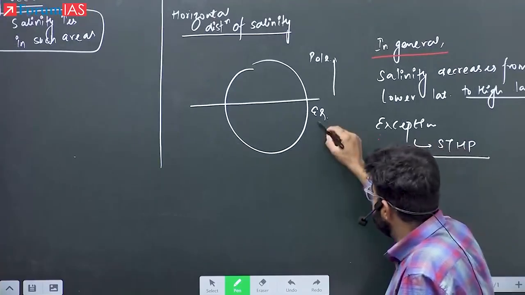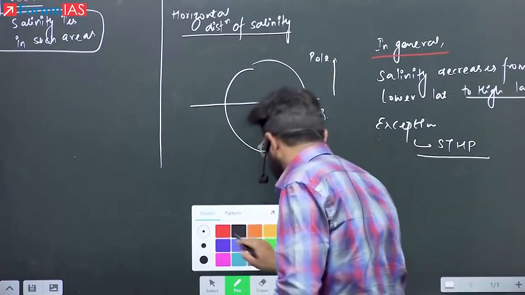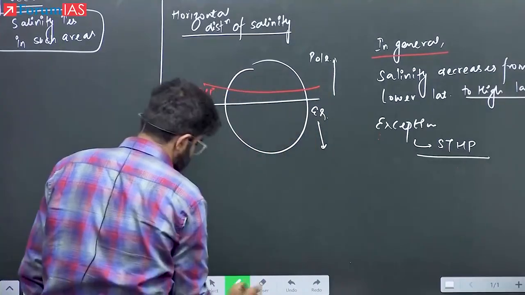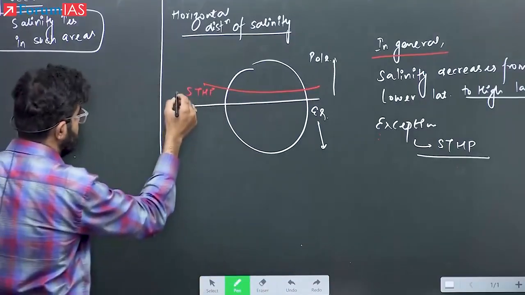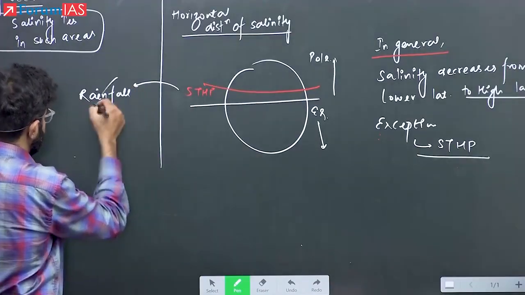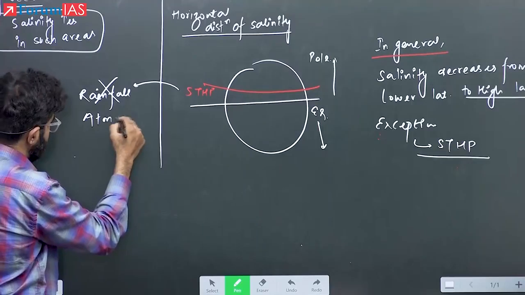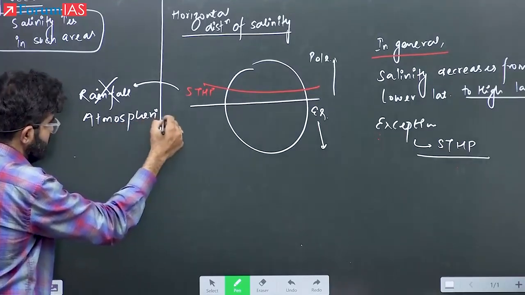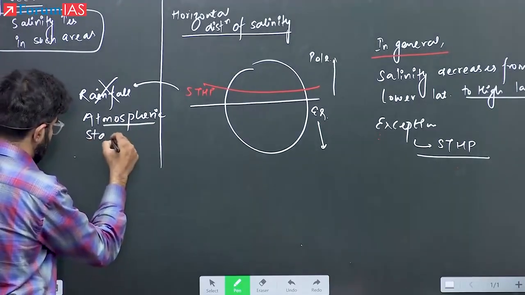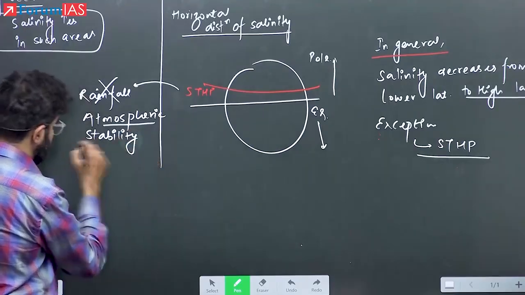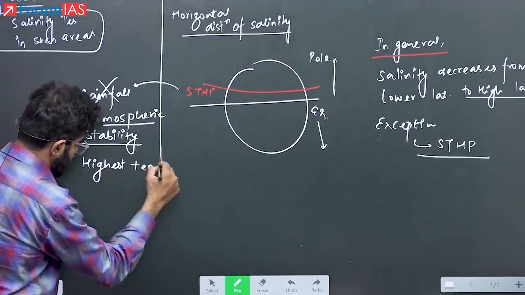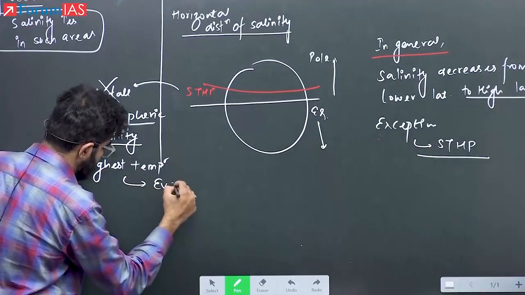Now in the equatorial region, I'm mentioning here, let's say this is the STHP. Why will the STHP have the maximum salinity? Tell me. Because there is no rainfall at all. Yes or no? Rainfall is not there. You can also add one more factor, that is atmospheric stability, which is directly related to rainfall. And next, the highest temperature would be found here. Highest temperature will be responsible for evaporation.